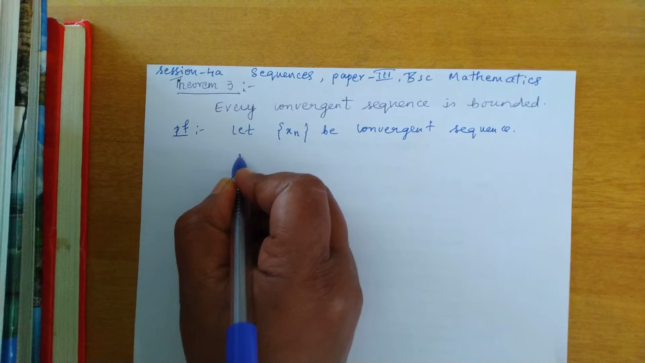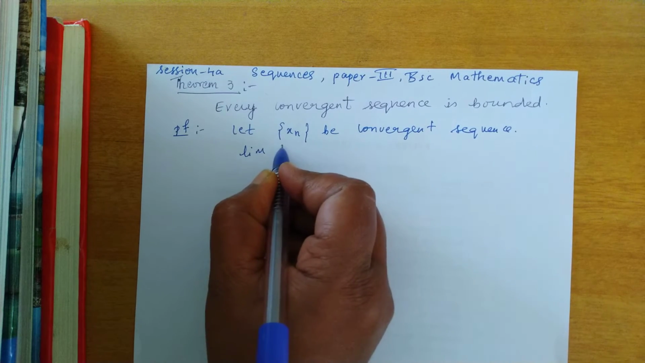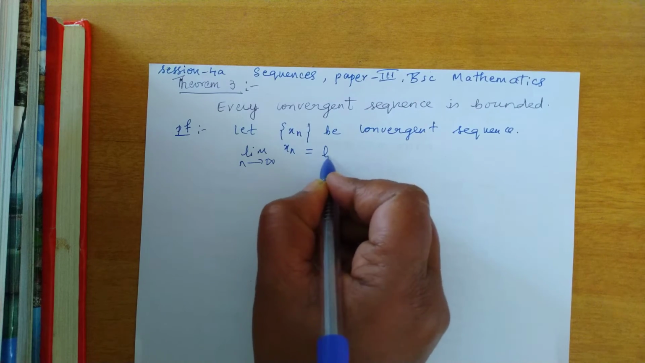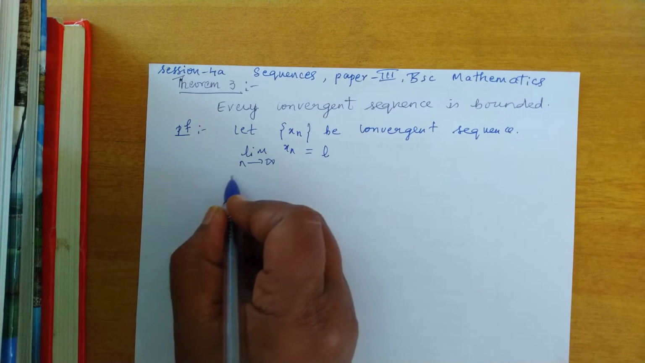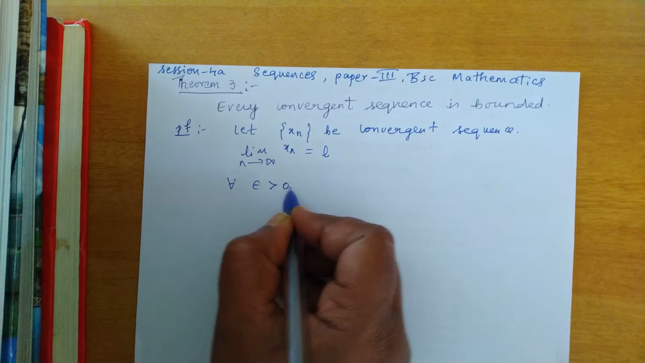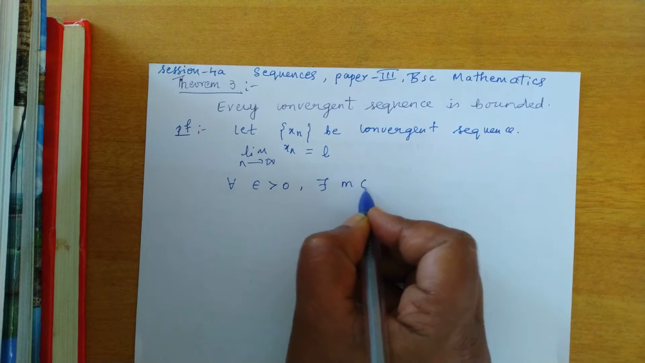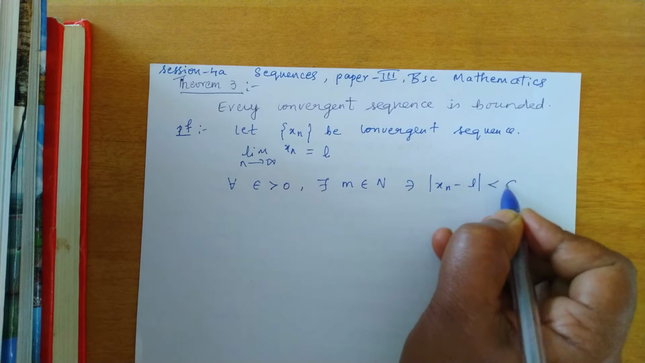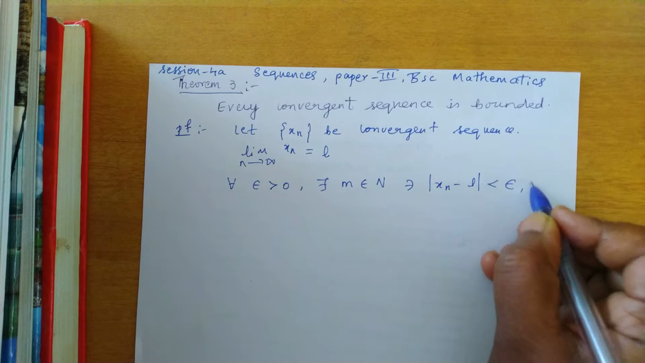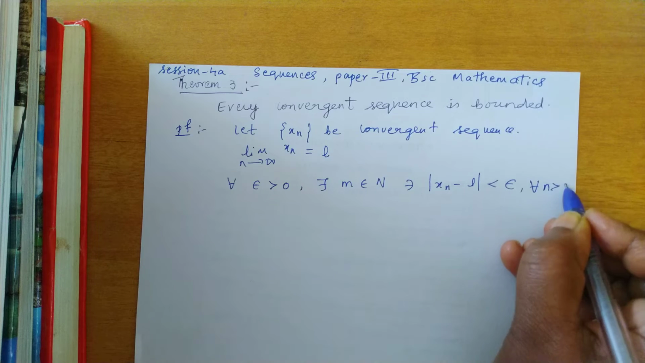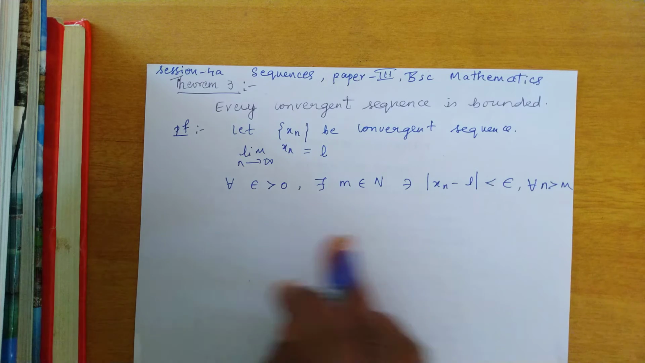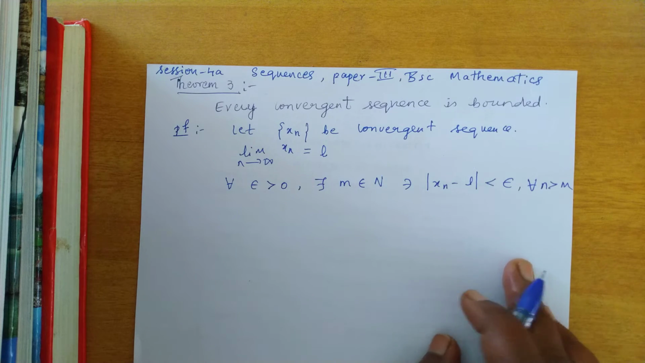If it's a convergent sequence, what do we know? That limit of xn as n tends to infinity is L. It is converging to L. This is for all epsilon greater than 0, there exists m belonging to N such that modulus of xn minus L is less than epsilon, for all n greater than m. This is from our definition of the convergent sequence and the definition of the limits. We are able to write like this.